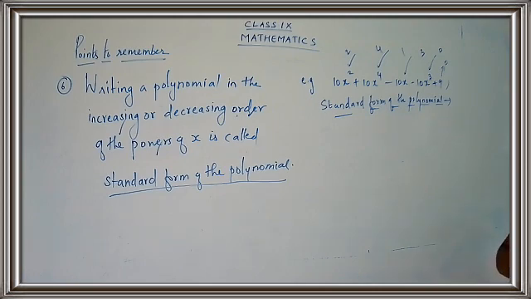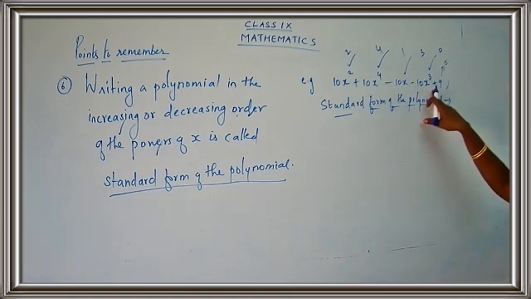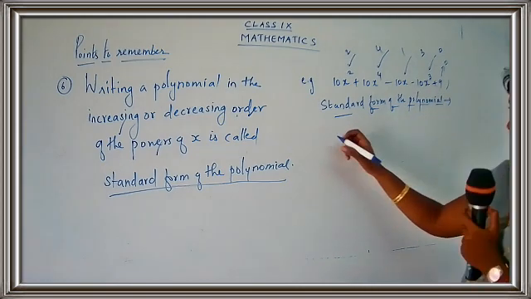Let me start with the increasing order. Increasing order means I have to go from small to big. So which is the lowest power? 0 is the lowest power. So write it down along with the sign. Be careful to write the sign properly. So I have plus. I just put here increasing order.